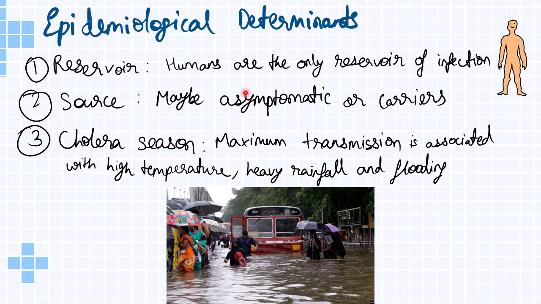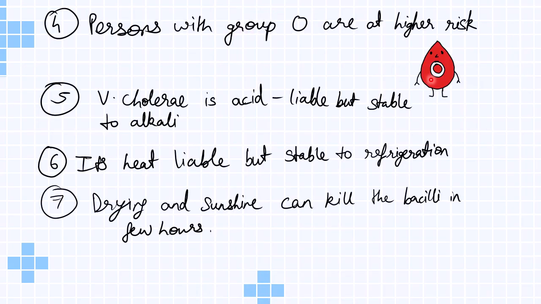Now let's discuss the epidemiological determinants. Humans are the only reservoir of infection. The source of infection may be asymptomatic individuals or carriers. Transmission is highest during periods of high temperature, heavy rainfall, and flooding, often referred to as the cholera season. People with blood group O are at a higher risk of developing cholera.